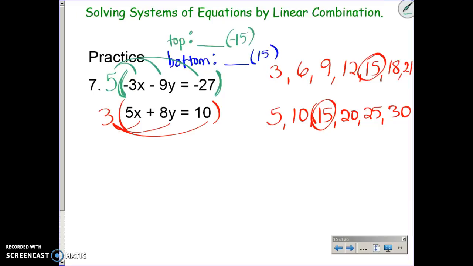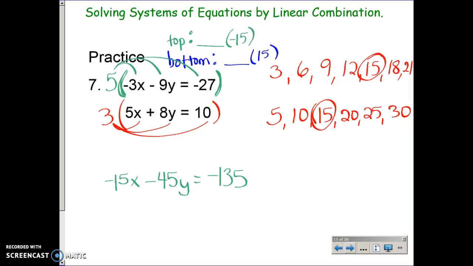All right, so I'm going to write in green down here for the top one. 5 times -3x is -15x. -9 times 5 is -45y. And -27 times 5. Oh my goodness, lots of mental math. Okay. 135, I believe, is the right answer.